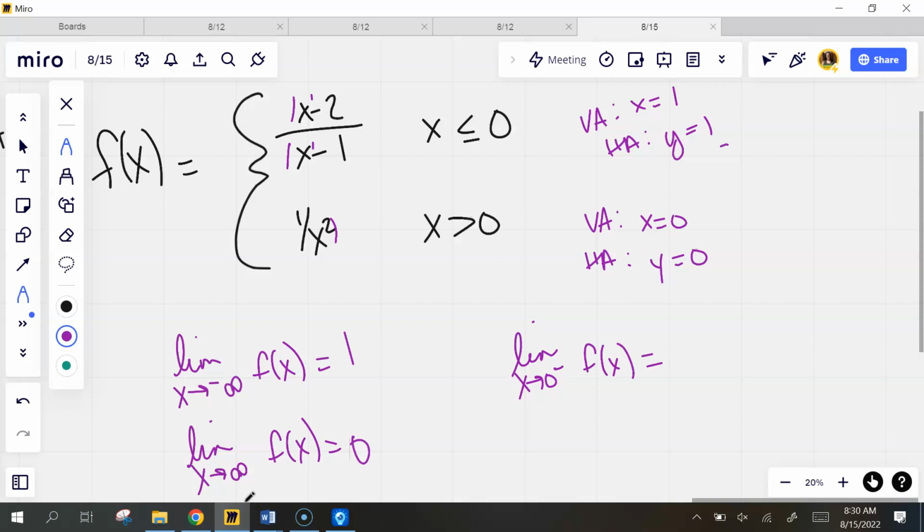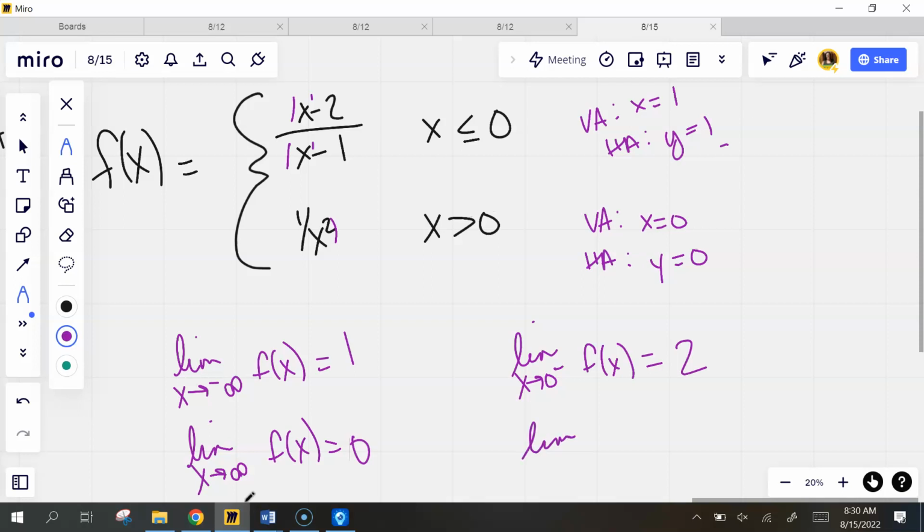Y'all are thinking real hard about it. What should you always try to do as you evaluate limits? What should be your first step? Substitute. Can you substitute? Sure, why not? Using the first equation, 2. There you go. 2.